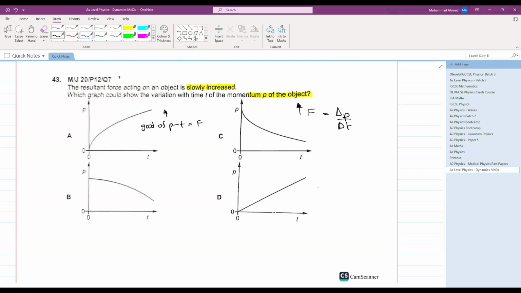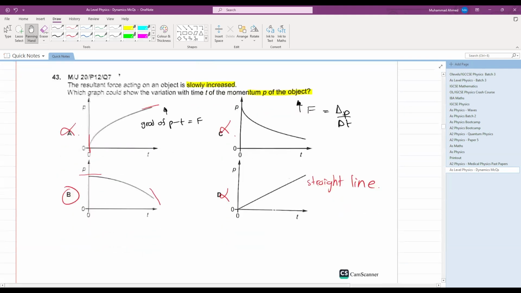Any answers like that? In A, initially your gradient was vertical, then it came to a lesser value, so A cannot be your answer. Same happened with C. D cannot be your answer because it is a straight line, and gradients in a straight line remain constant. What is the only option? B, and it is correct as well. Initially your gradient is horizontal, then it keeps on increasing. B is your answer. What is this question? 28. If I check on the back side, the answer to 28 is B.